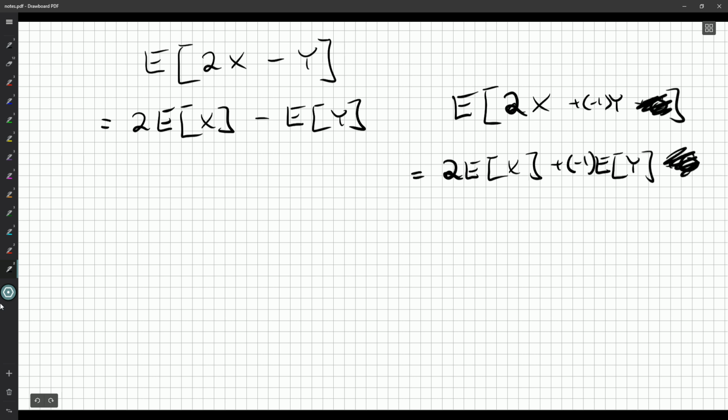And you say, okay, I'll buy that. But what's plus negative 1 times E of y? Well, that's the same as minus E of y. So that's why we've never really mentioned in any of our formulas what happens when you subtract y, because it's really the same as using just a negative constant out front. So that's the idea behind this question. Now let's actually answer it.